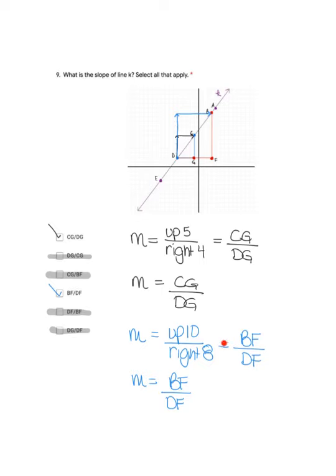And also, right here, we can see that BF is a vertical leg of triangle DBF. So it's a vertical leg over the horizontal leg of the triangle. We can see that DF is the horizontal. It's always going to be vertical leg of the triangle over horizontal leg of the triangle when you are using slope triangles to find the slope of a line.